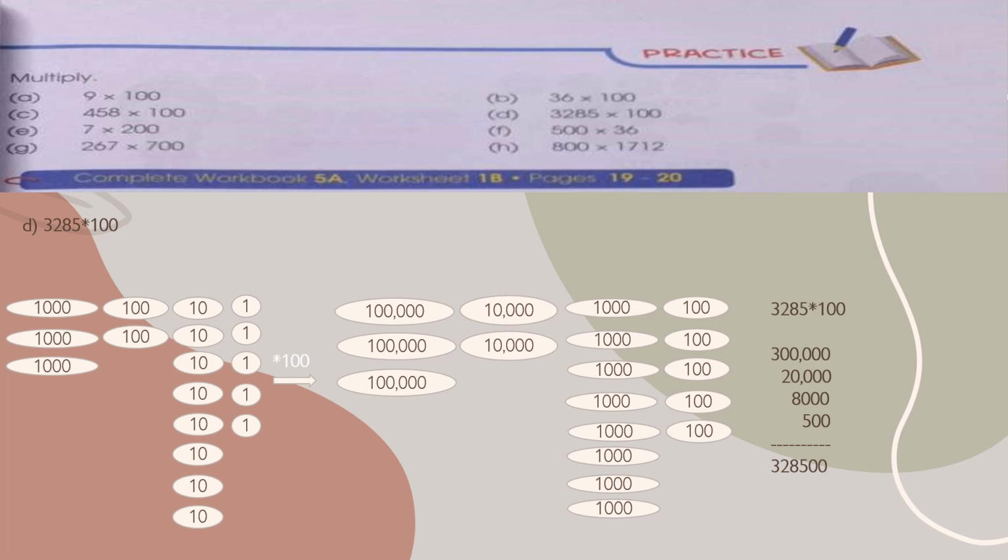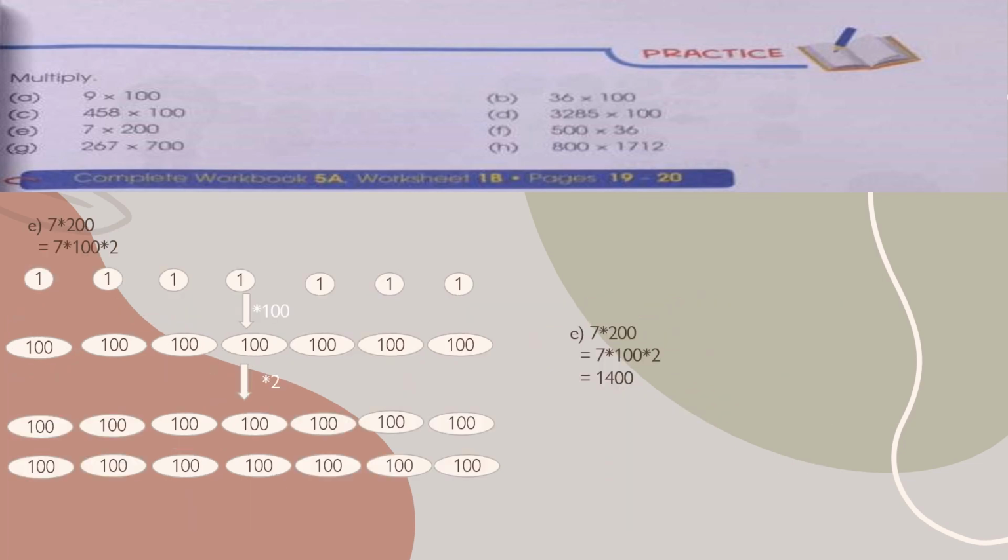So as a result, we have 300,000, 2 10,000, which means 20,000, and we have 8,000, and then we have 500. If we add them all up, we have 3,28,500.